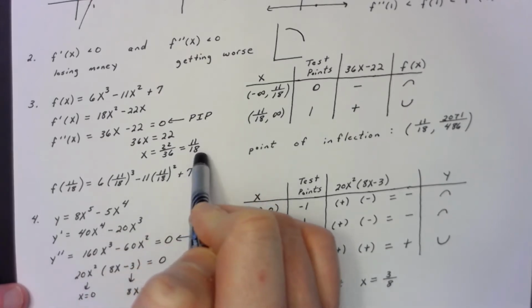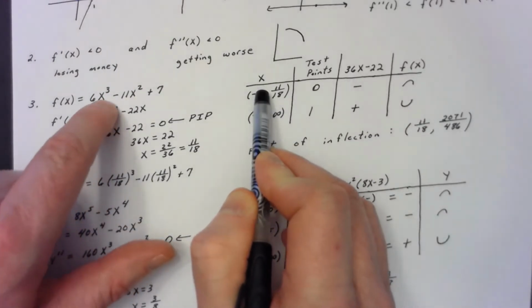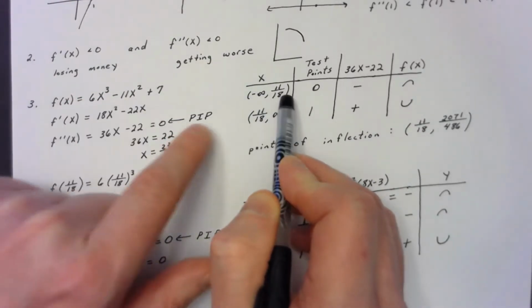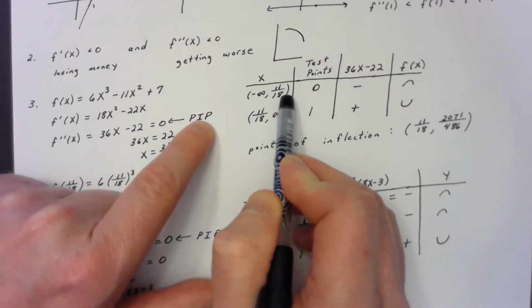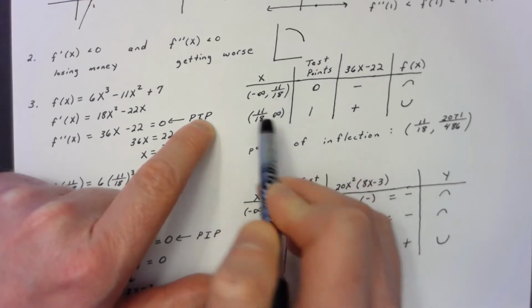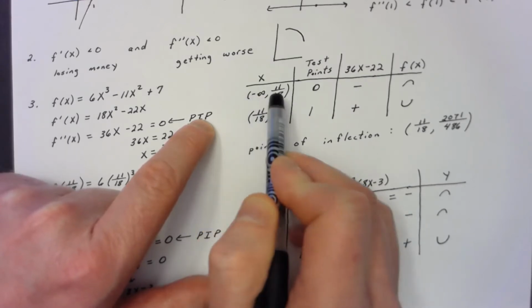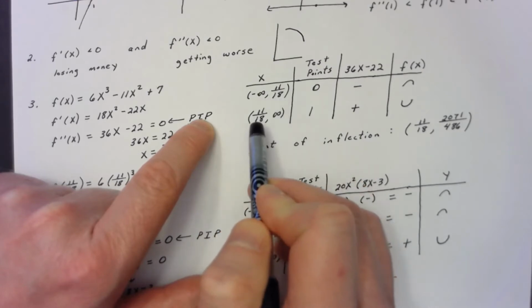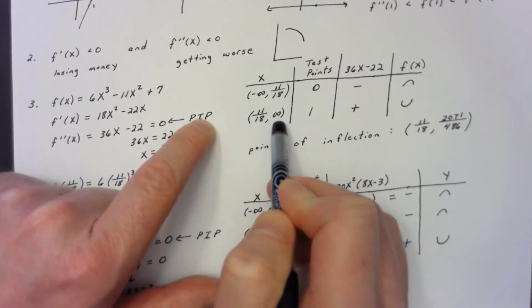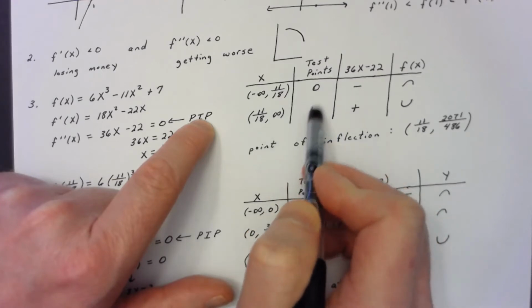Now the second derivative test is asking you to look at the domain of your original function, which is all real numbers, and break it up with that potential inflection point. The only place where this graph could possibly change concavity is at 11 over 18. So I'll look at the concavity from negative infinity to 11 over 18 and from 11 over 18 to positive infinity. I'm choosing test points in each of these regions.